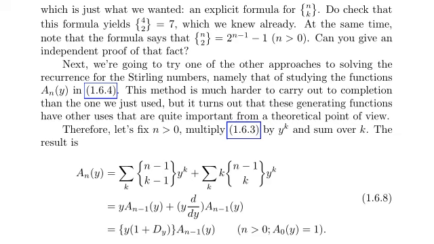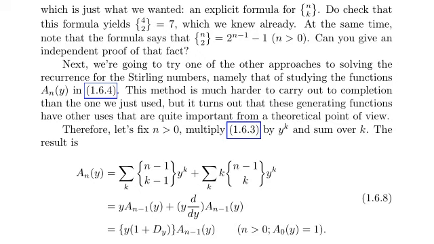Do check that this formula yields that 4 and 2 in curly brackets is 7, which we already knew. At the same time, note that the formula says that n and 2 in curly brackets is 2 to the n minus 1 minus 1 for n greater than 0. Can you give an independent proof of that fact?